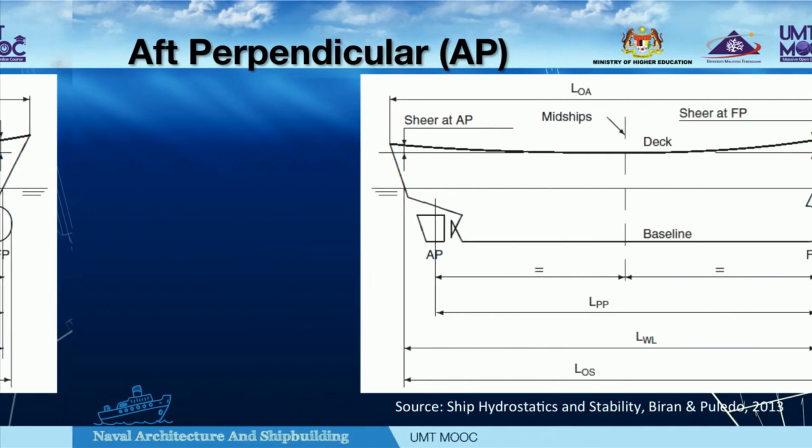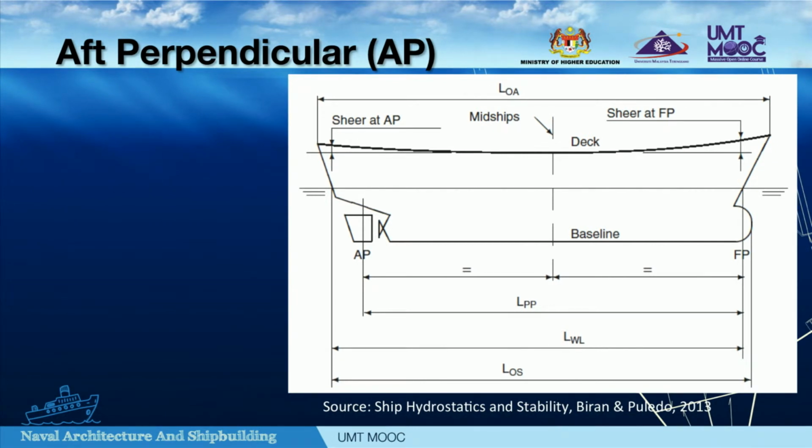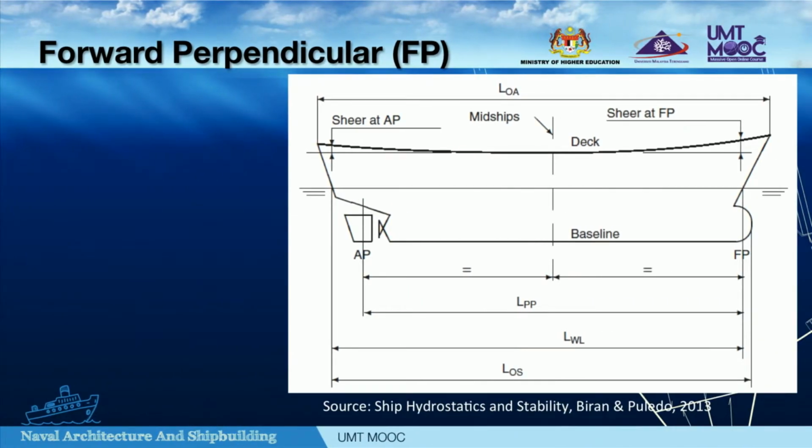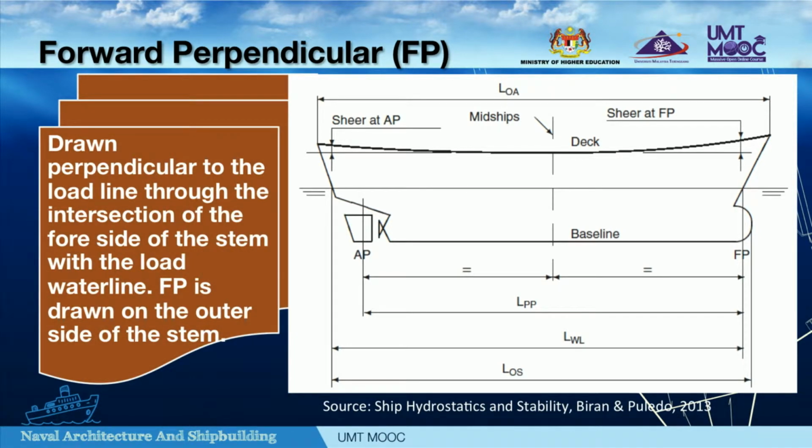Next is the Aft Perpendicular, which bears the symbol AP. This line is drawn perpendicular to the waterline through the axis of the rudder stock. In recent ship design trends, the usual location to place AP is at the intersection of the outermost part of the molded surface and the load line. The forward perpendicular, or FP, is drawn perpendicular to the load line through the intersection of the foreside of the stem with the load waterline. FP is drawn on the outer side of the stem.